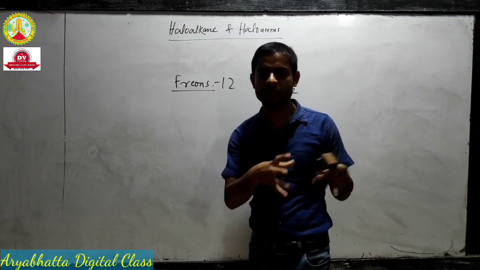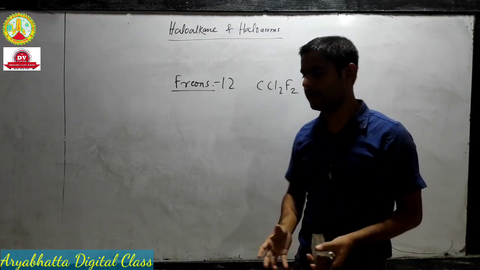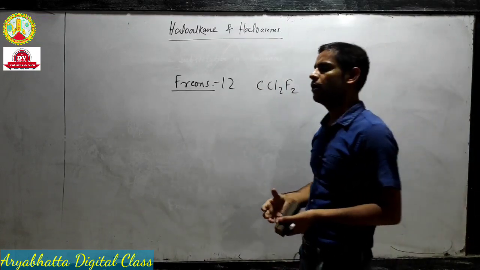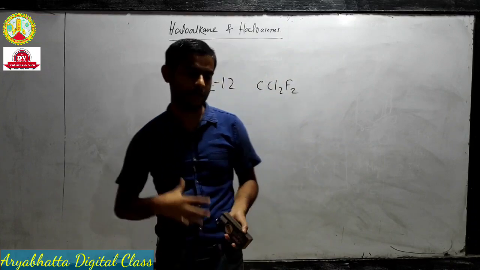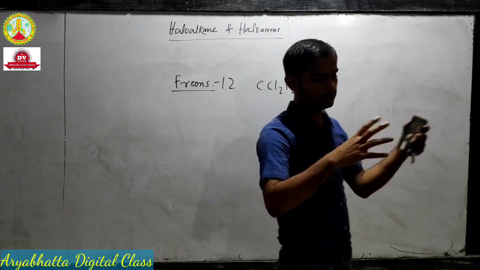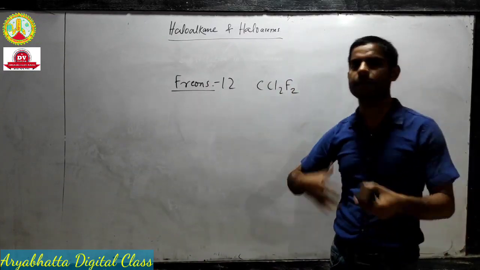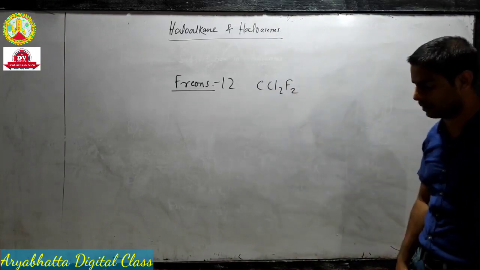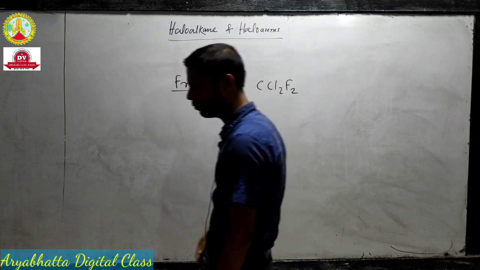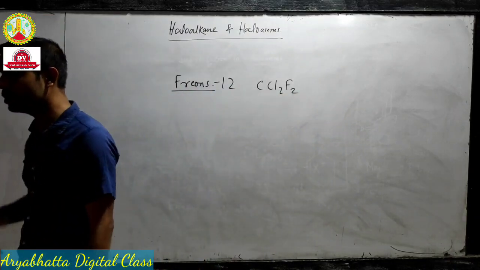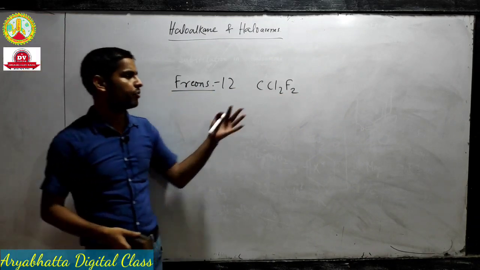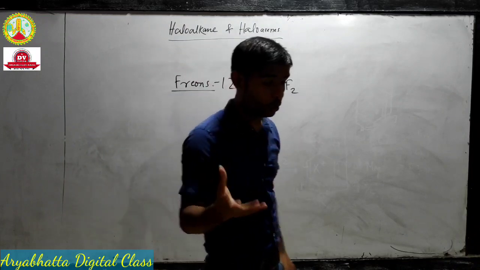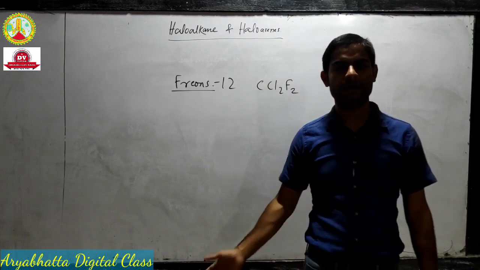So what happens in a refrigerator? We have a compressor, and in the compressor we just compress the gas so it cools down, and then it shows the cooling effect. So in refrigeration we use chlorofluorocarbon, and we know that the emission of chlorofluorocarbon from refrigerators is responsible for global warming and the depletion of the ozone layer.